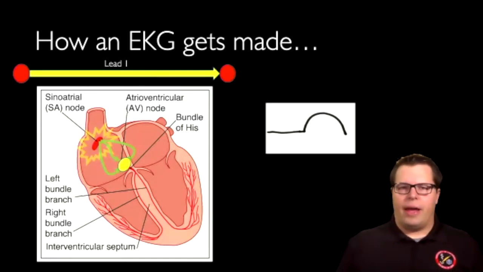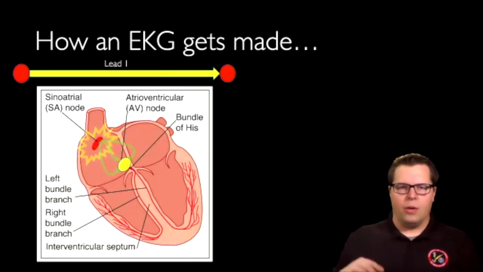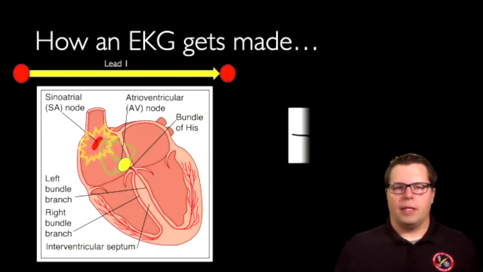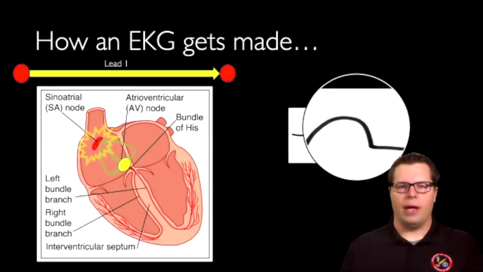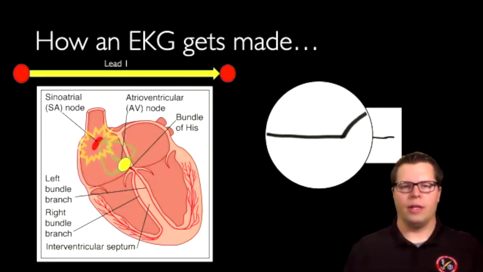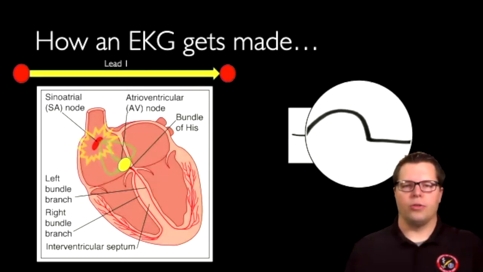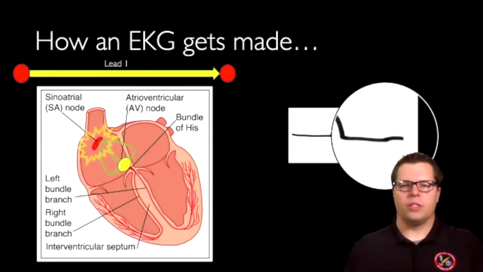That's the conduction there. Now, the charge gets to the AV node, and the AV node kind of holds on to it for a minute. And so in the EKG, you get this pause following the P wave. So here's where the charge started. Here's as it goes through the atria. Here's where it stops a second.